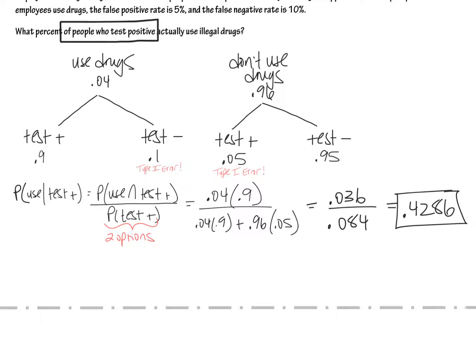Let's think about this for a second. That's why I think this question is really interesting. What percent of people who test positive actually use drugs? Almost half. Like, think about that. Less than half of the people who test positive for drugs actually use drugs. Isn't that weird? So of the people who test positive, so take every single person that gets drug tested and has a positive one, how many of them are actually guilty? Less than half. Crazy, right?